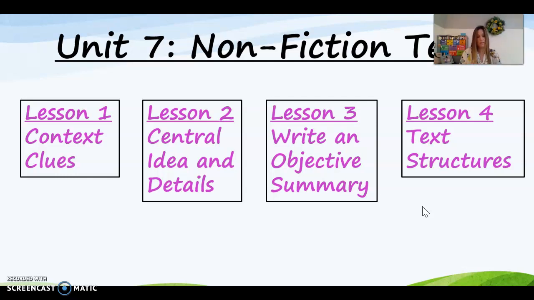How the author puts them together using different text structures, and also making sure that we are able to read something and summarize it in an effective manner, okay?